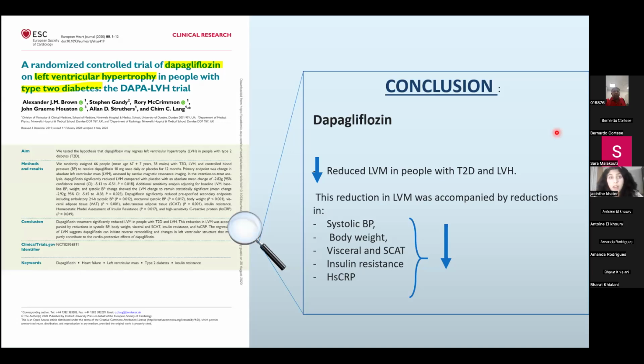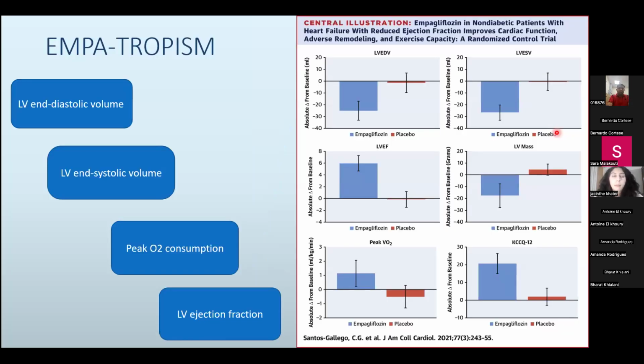And thereby, there is a reduction in the blood pressure, the body weight, visceral fat, insulin resistance, and also high sensitivity CRP, which is a marker for inflammation. The next study, which is the EMPA-TROPISM, also a very important study, showed really similar outcomes with empagliflozin. There was an increase in the left ventricular end-diastolic and end-systolic volume, peak O2 consumption, but also an increase in left ventricular ejection fraction.